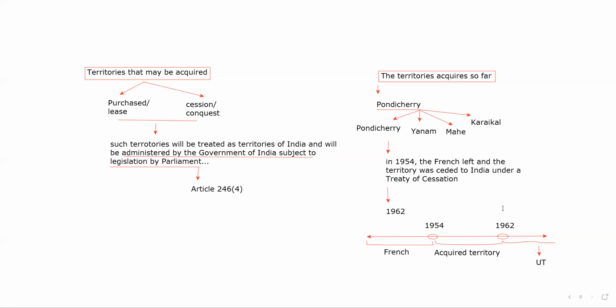Yes, sir. Okay, so now next, there is one more territory, but the case of that territory is quite interesting. That territory is Sikkim.